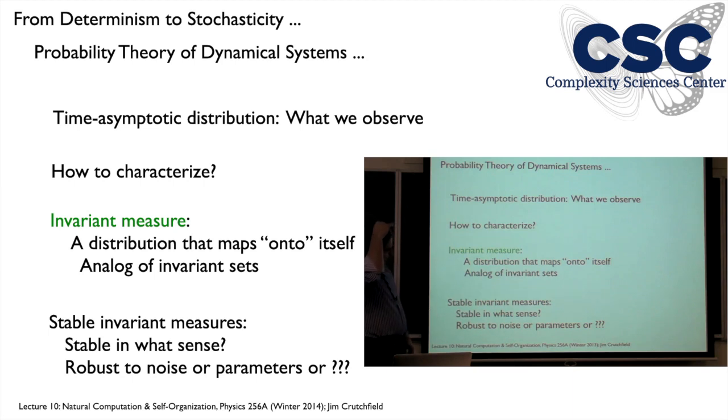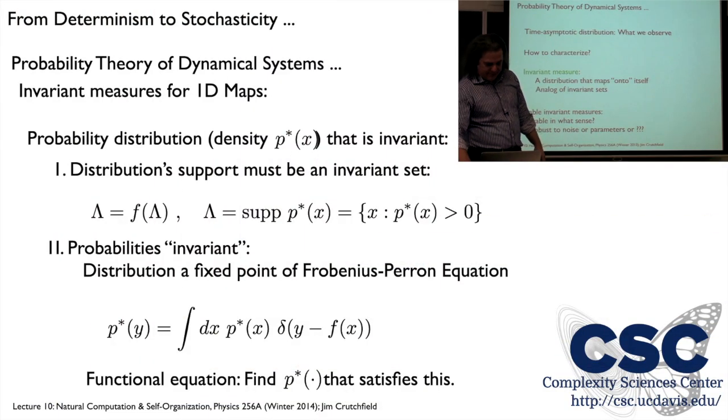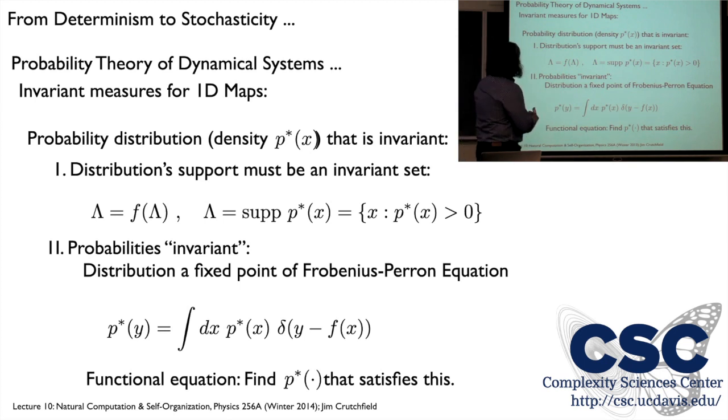So, and we'd also like to know, are these things stable? So it turns out as we try to investigate these invariant measures, stability is a slightly subtle issue. I mean, what happens if I add a little bit of noise or change parameters? How much do these asymptotic distributions change? Are they robust or not? Okay, so what we're going to do here is define an invariant measure for just one-dimensional maps.